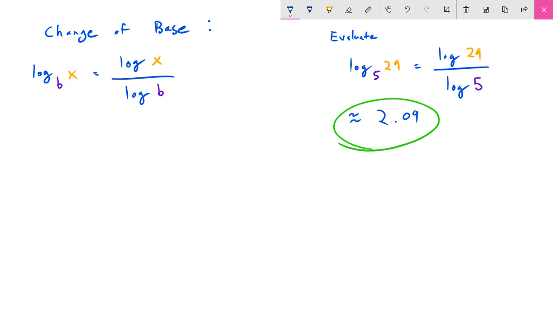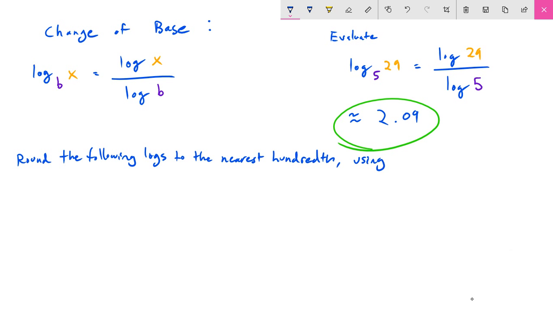So let's just do a few more examples to make sure that we can get the right answer with our change of base. All right, so I'm going to write the directions for these next set of problems so you have some examples to look at. Round the following logs to the nearest hundredth using change of base. This is change of base, what we just did.